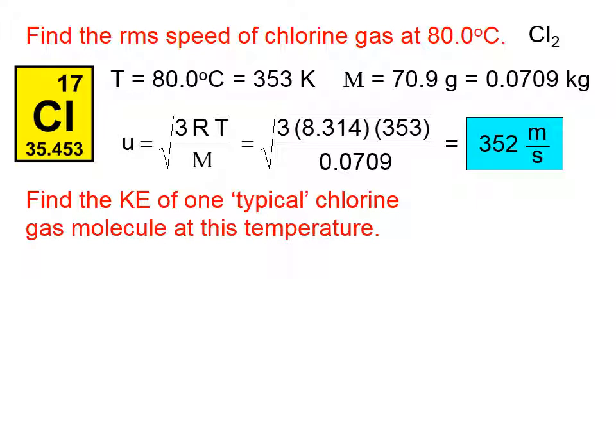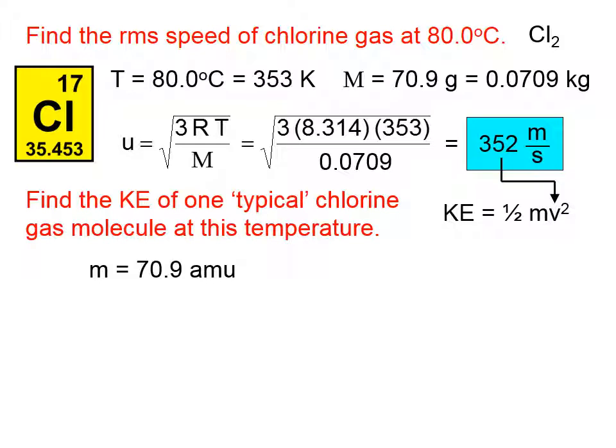Of course, they're not all moving at exactly the same speed, but if we had to guess what kinetic energy the typical one would have, this is how we would do it. We know the equation for kinetic energy. We know that the typical chlorine gas molecule should be traveling at about 352 meters per second. So we know the v term. Now we just have to figure out the m term in kilograms.